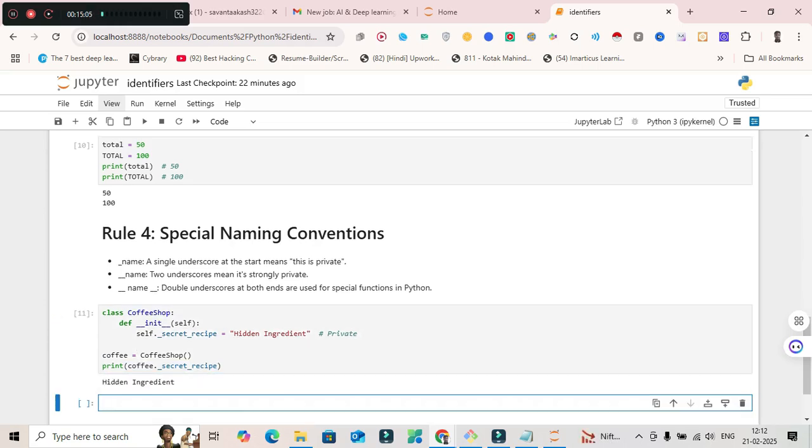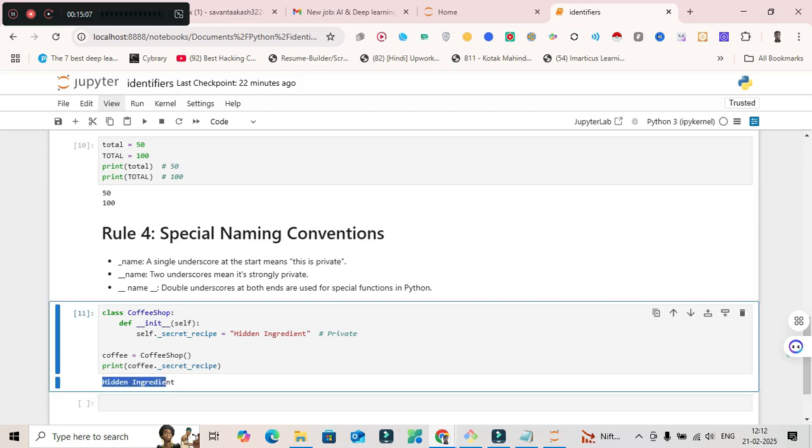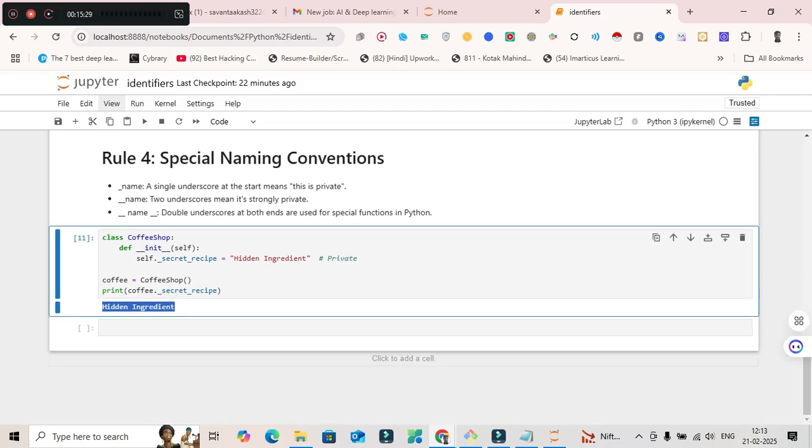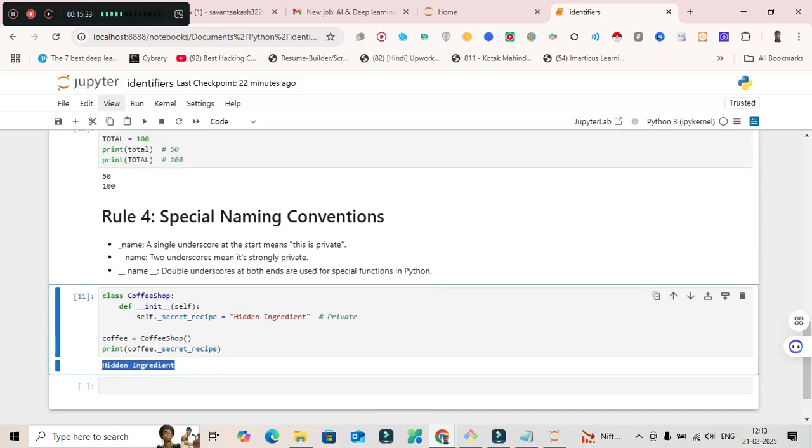See, so a hidden ingredient, correct? A secret recipe is a hidden family recipe in a bakery. An employee can see it, but they should not be using it directly, correct? They will be following that ingredient and this process, but who made it and how he made it will be hidden. So this is what I would say is a private member, basically.